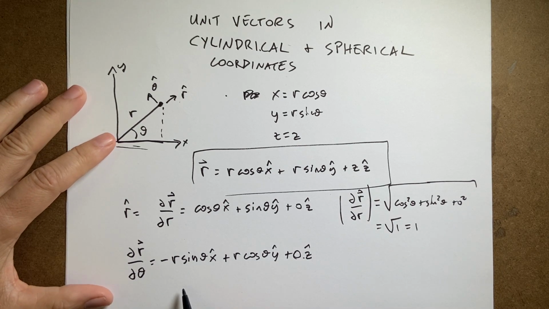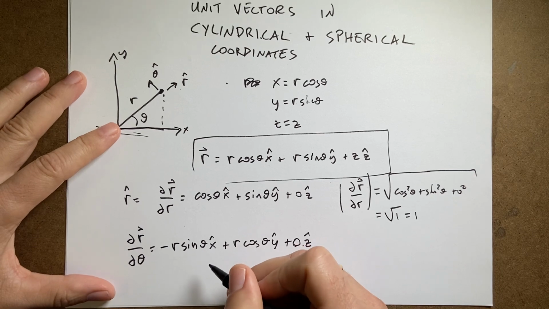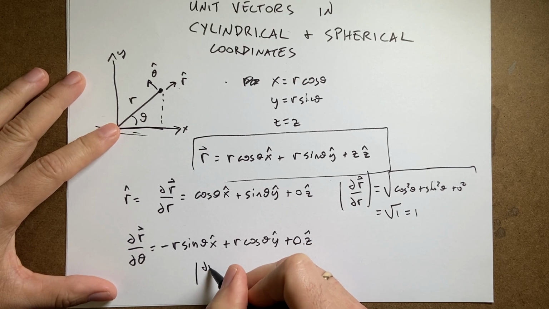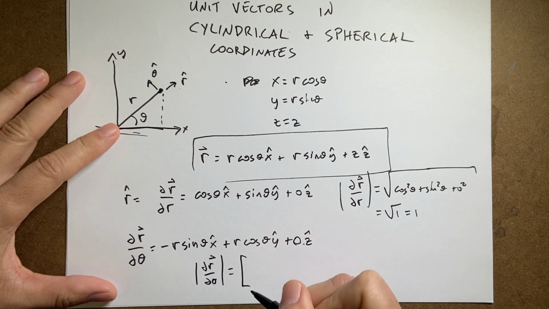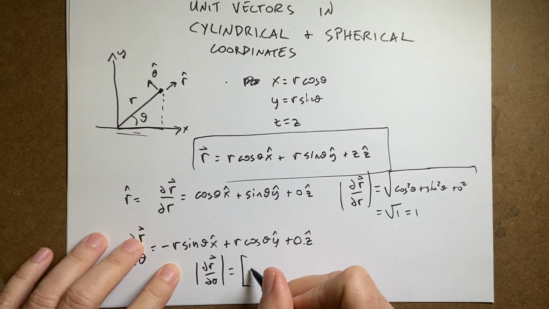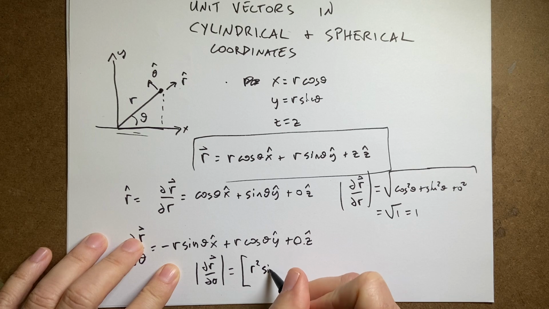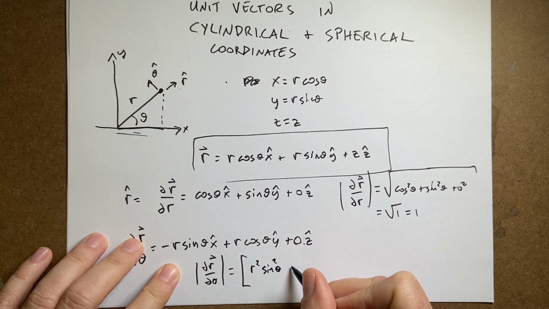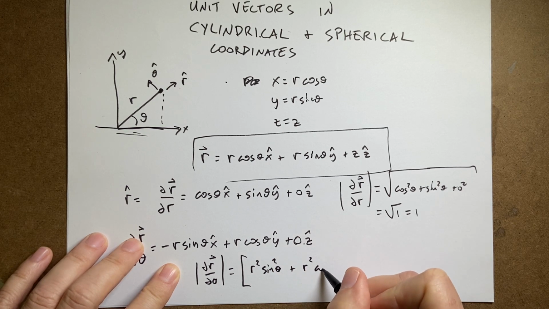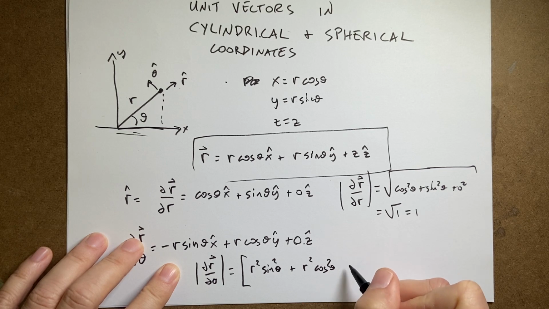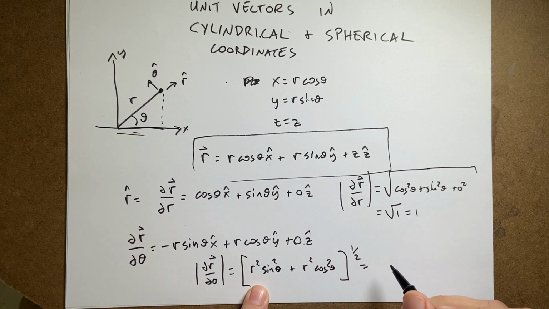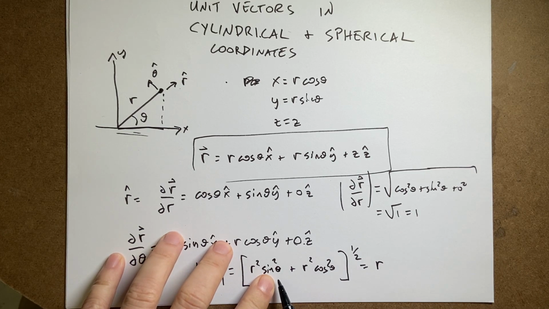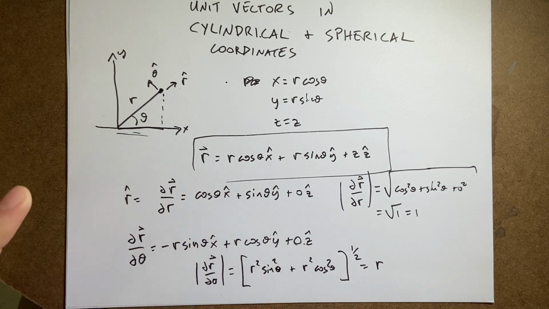Okay, now I need to find the magnitude of this. So let's find the magnitude of partial of r with respect to theta. That's going to be equal to, let's just write it this way, I square this term, so I get r squared sine squared theta plus r squared cosine squared theta plus 0, to the 1/2. And so the r squared factors out, and I get r, and then I have sine squared plus cosine squared is 1, so I just get r.